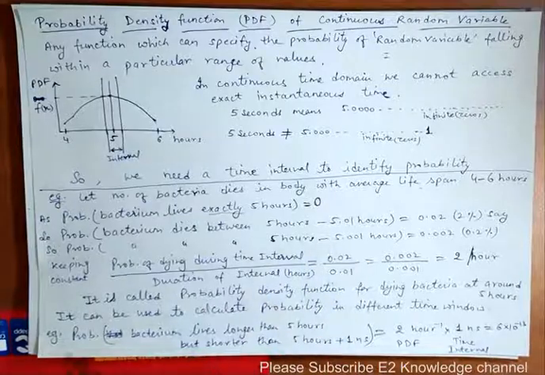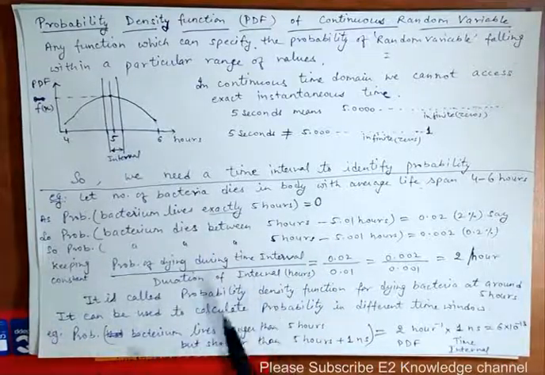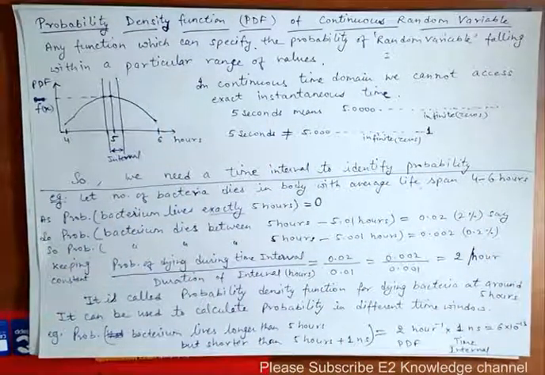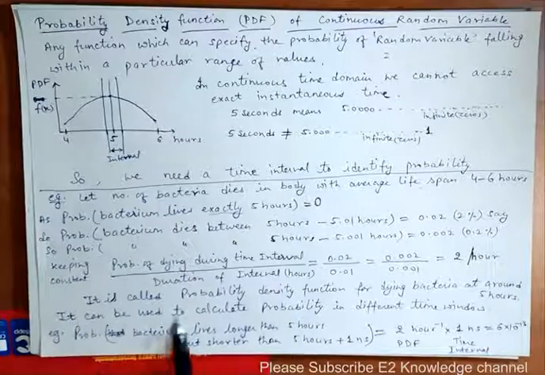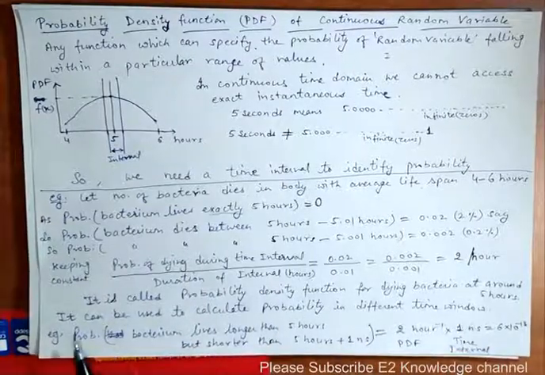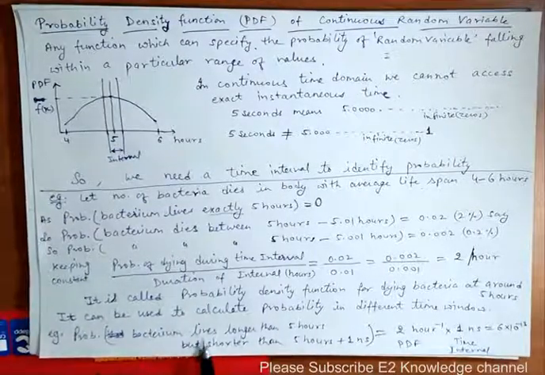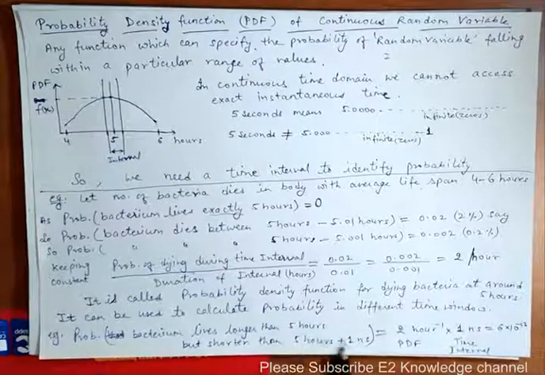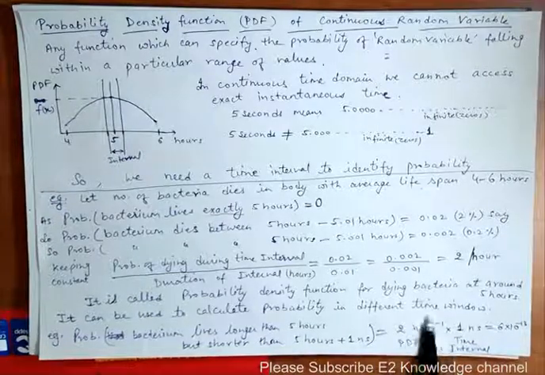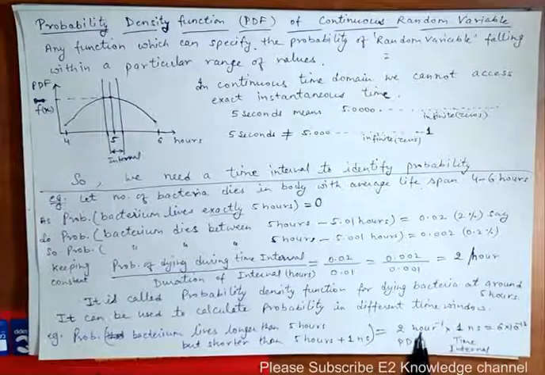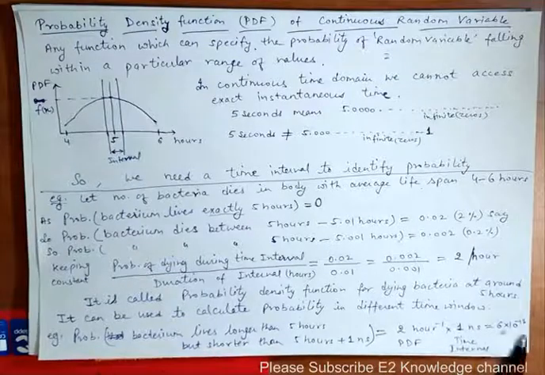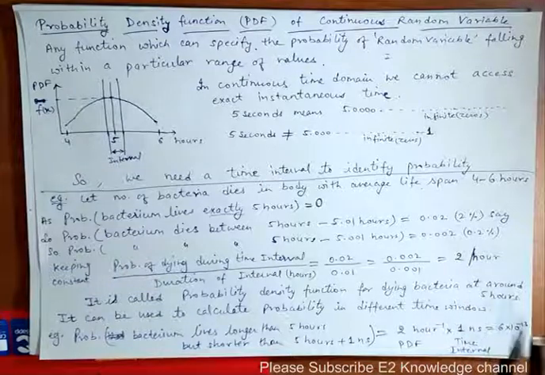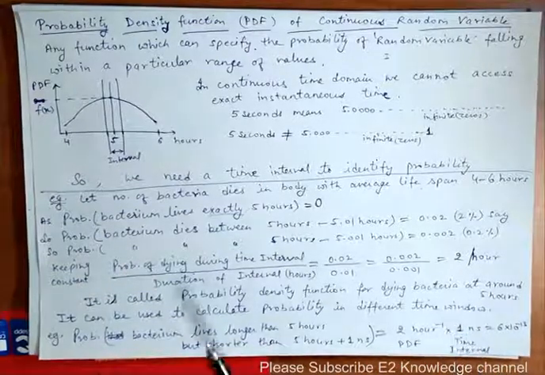It is called that because it can be used to calculate the probability of the random variable at any instant of time, and in different time windows. For example, the probability that a bacterium lives longer than 5 hours but shorter than 5 hours plus 1 nanosecond, meaning a time interval of 1 nanosecond. The PDF is 2 per hour, multiplied by the 1 nanosecond time interval, and the probability is about 6 times 10 raised to minus 13. You can convert 1 nanosecond into hours.